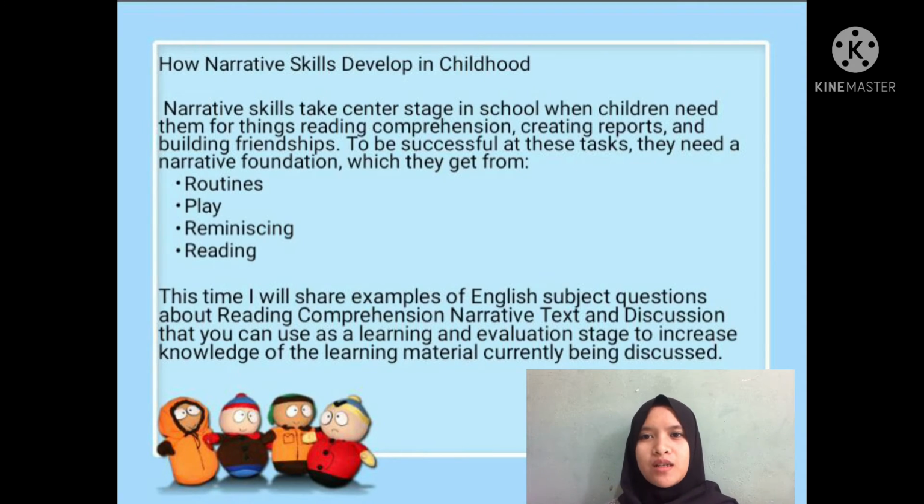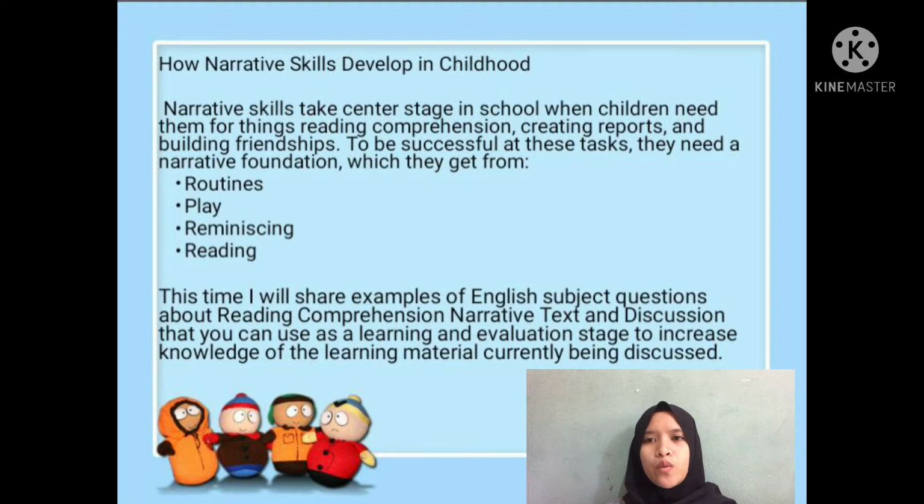How narrative skill develops in childhood. Narrative skill takes center stage in school when children need it for things like reading comprehension, creating rapport, and building friendship. To be successful at the text, they need a narrative foundation, which they get from running, play, reminiscing, and reading.